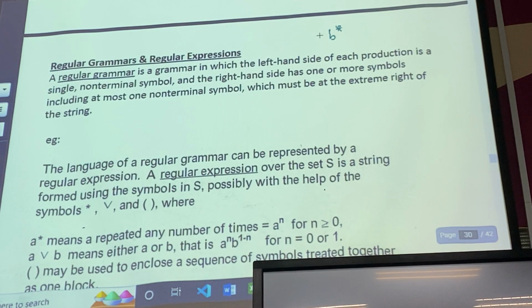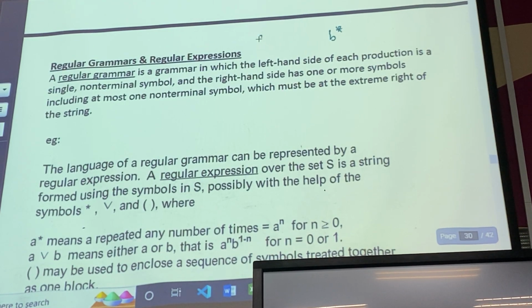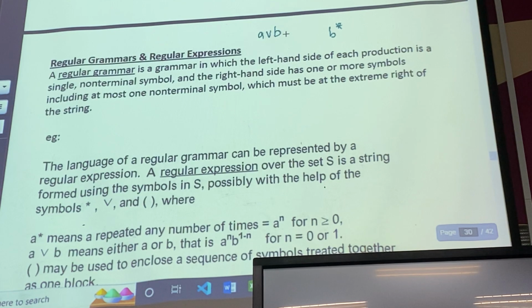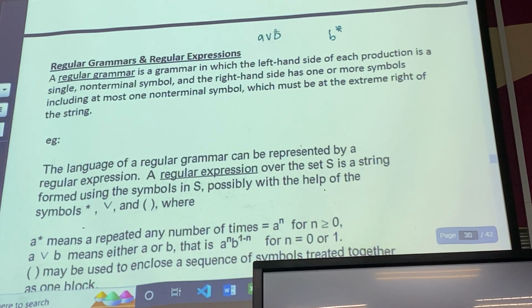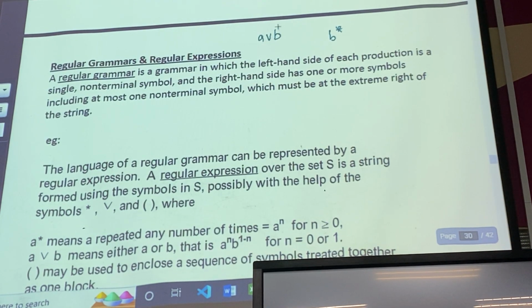And then for the alternative, let's say you have A or B, you will put it like this. Either you replace it with A or with B. And if it is in a term together, so you put a bracket.